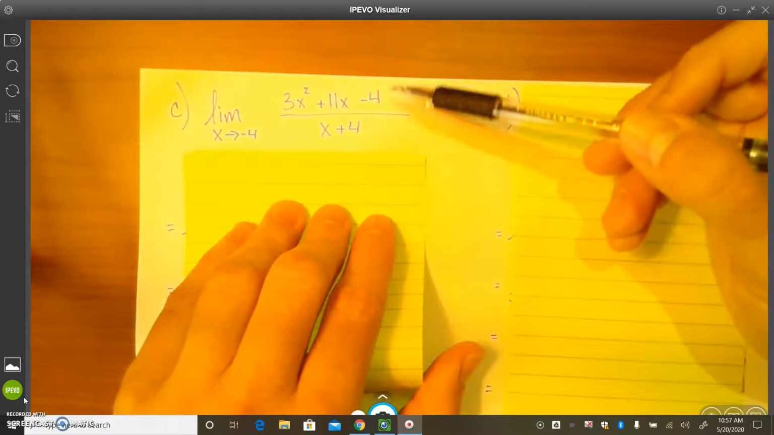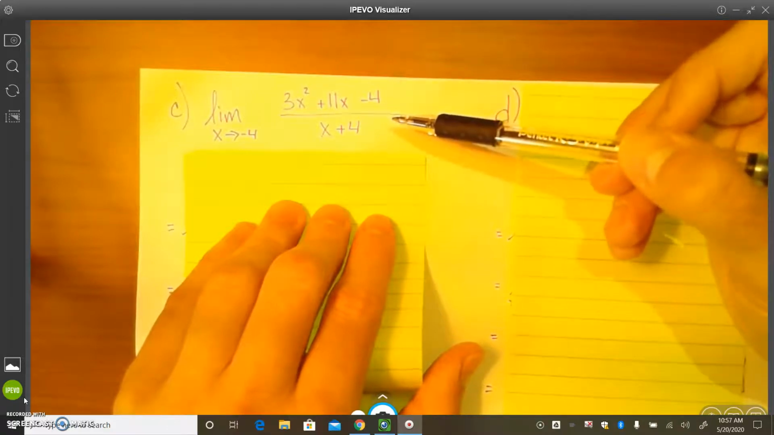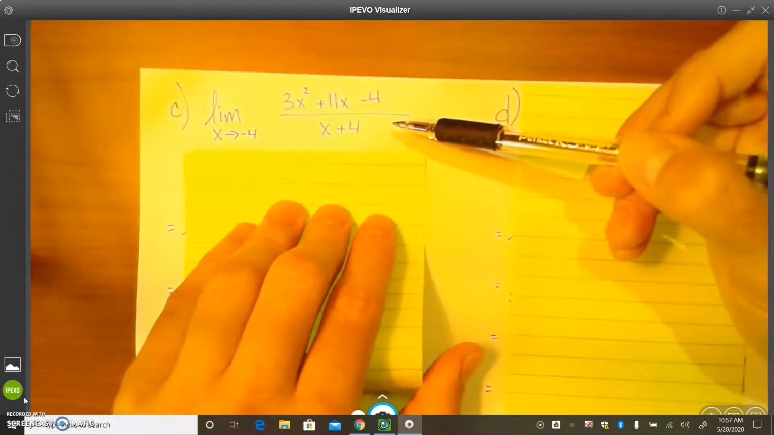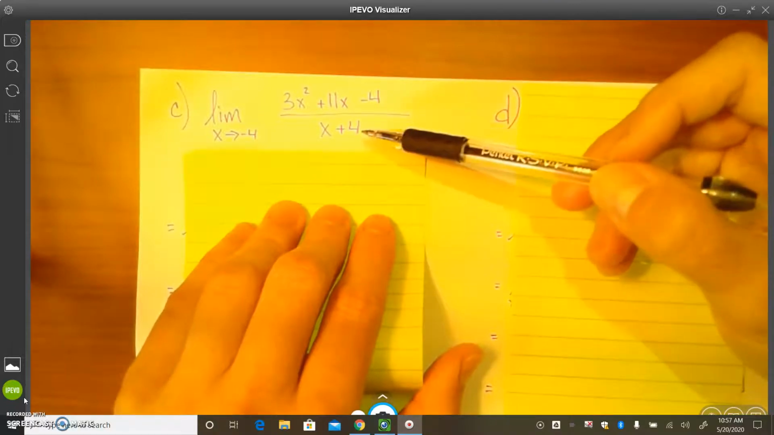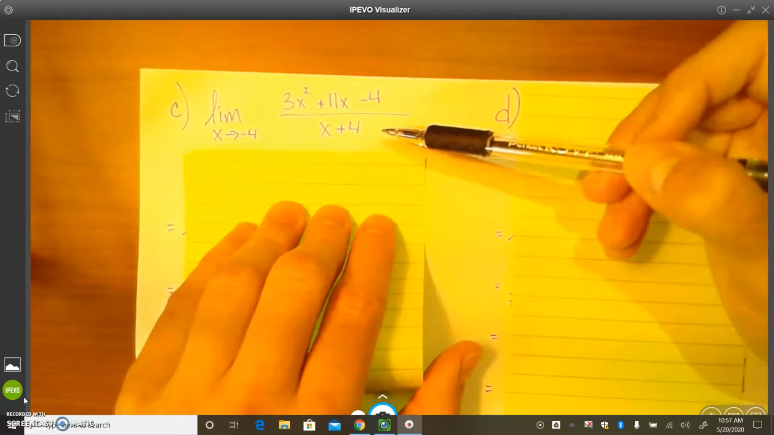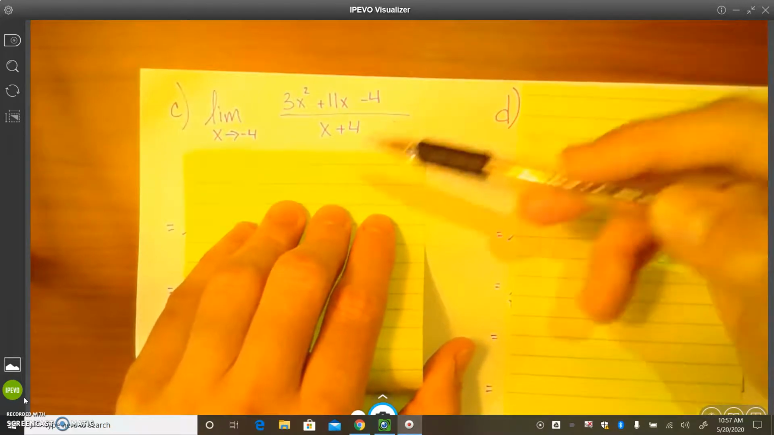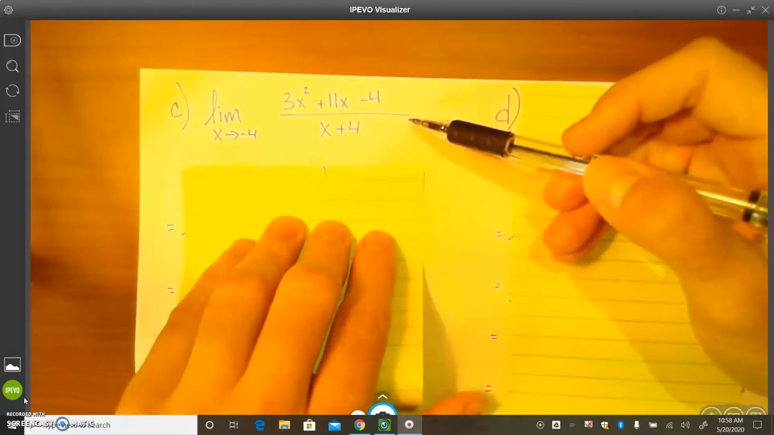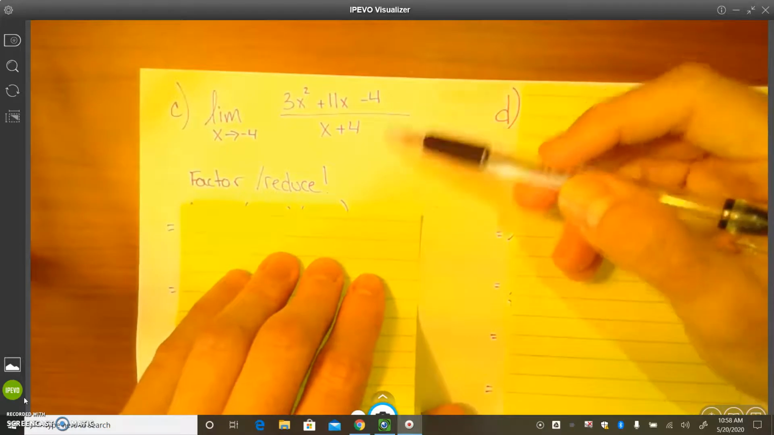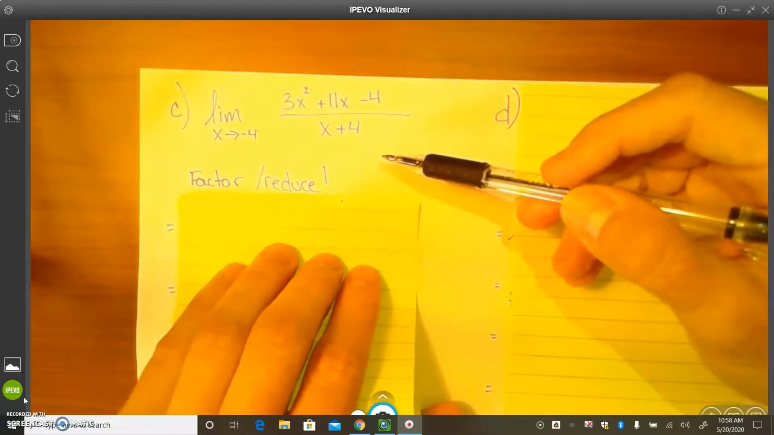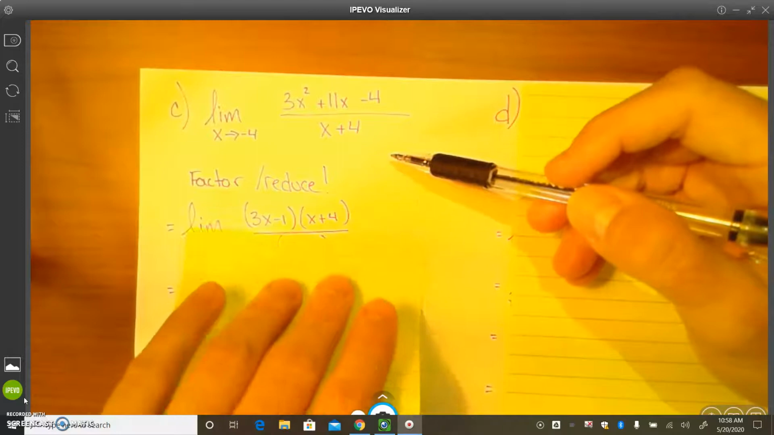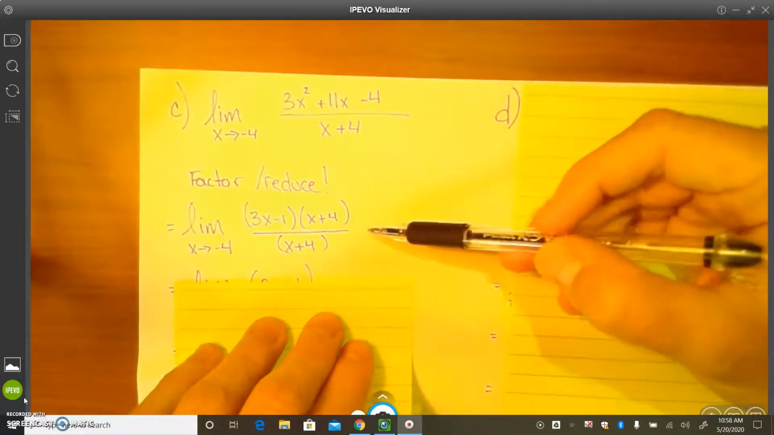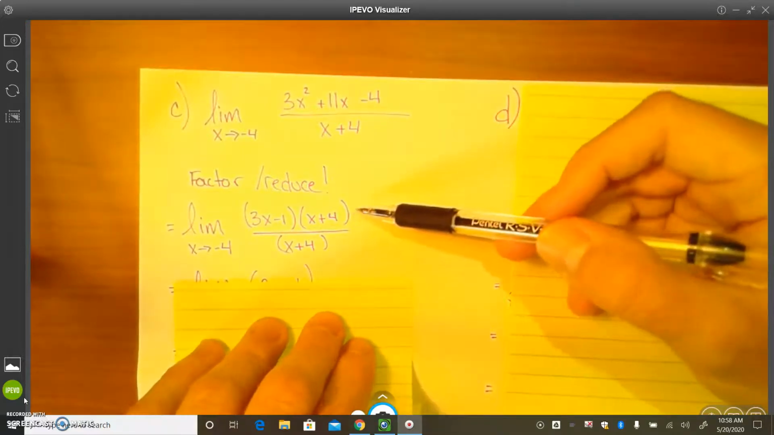If I got something like 5 over 0, that would probably mean something like no limit, does not exist, or possibly an infinity limit. But 0 over 0 is a nice signal that I can do something more. And you probably already guessed it. I can factor the numerator and I can hopefully get something that matches with x plus 4 and reduce. And of course, that's exactly what happens. The x plus 4's reduce.